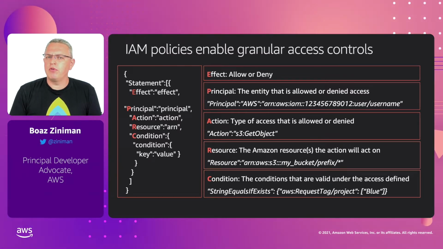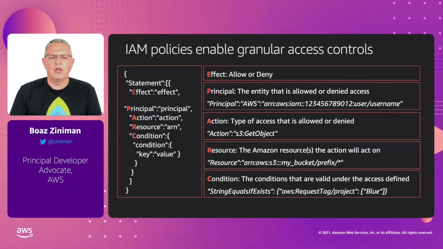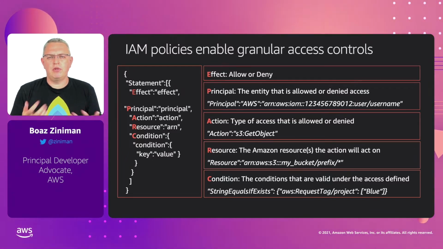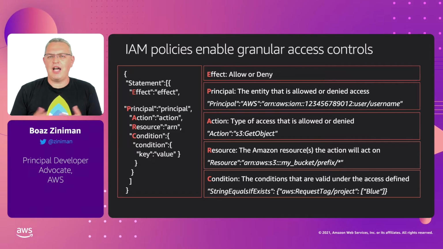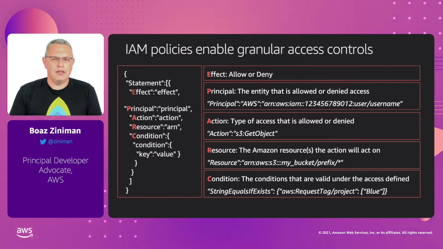So in this case, I'm looking for a specific tag inside my object. In this case, blue. So any file with the tag blue will be part of this policy. I can add other things. I can add the hours of the day for access policies. I can add IP addresses and many, many other things.